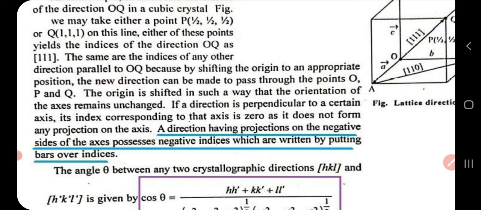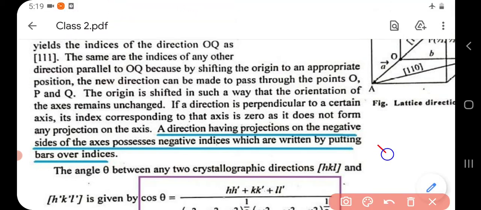Now let us see what happens if the direction is taken perpendicular to the axis. In such cases, the index corresponding to that axis will be 0. For a direction having projections on the negative side of the axis, we have positive and negative axes, and if the projection is on the negative side, you put a bar sign over the indices. If the indices are like this, it represents the positive side; if it is negative, you just put a bar. That is the only difference, if the projection is made on the negative side.